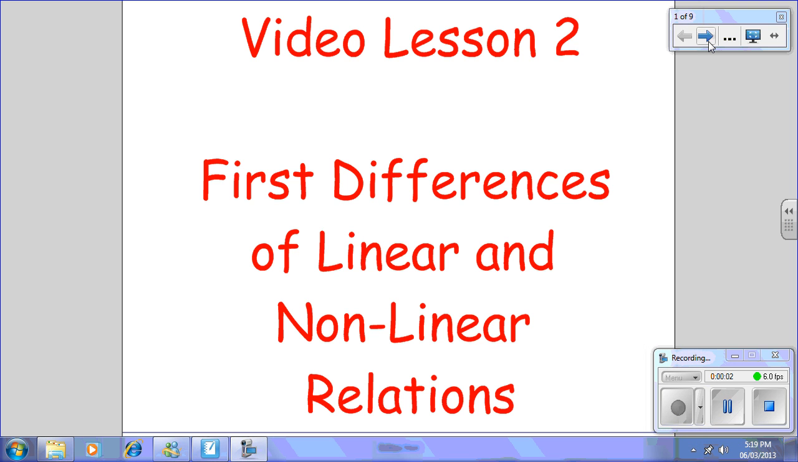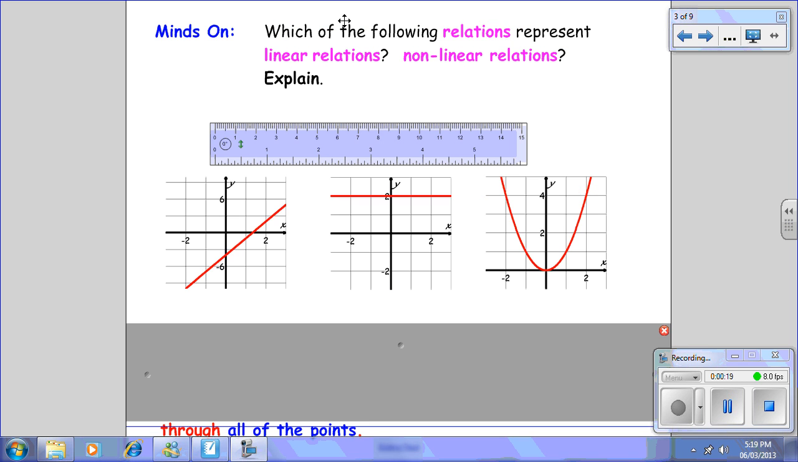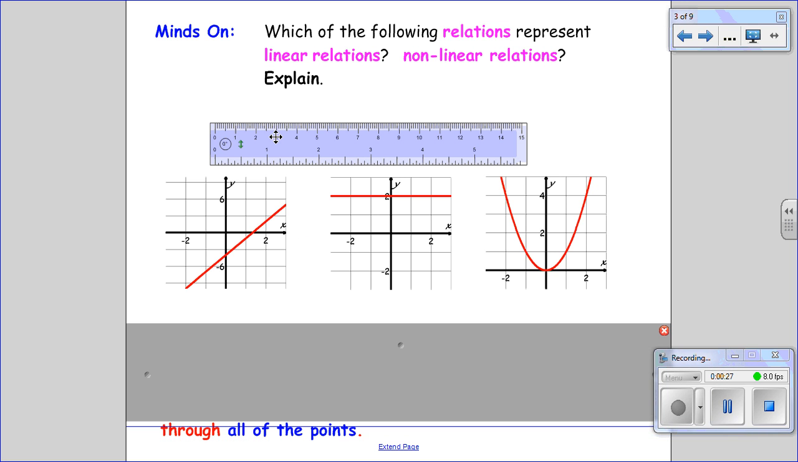Linear relations. We're going to start with a video lesson to accompany lesson 2. We did an investigation in class to look at first differences, we didn't call them first differences at the start. We looked at the differences between linear and nonlinear relations. And when we did that, we discussed what it meant when we looked at the graph. What could we do to decide if it represented a linear or a nonlinear relation?